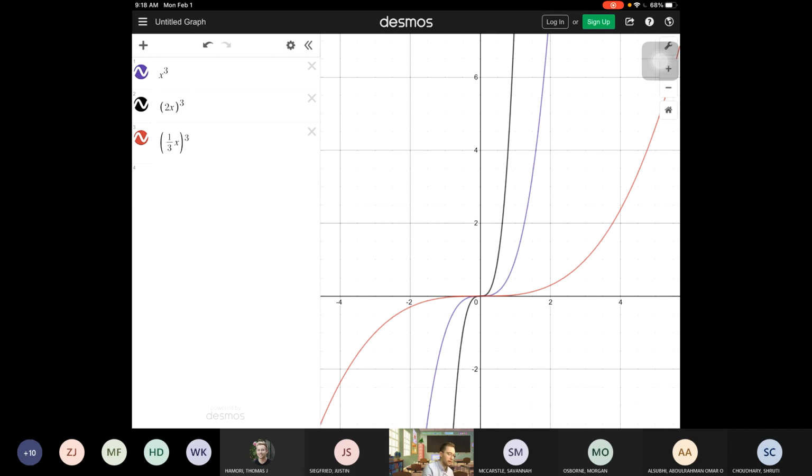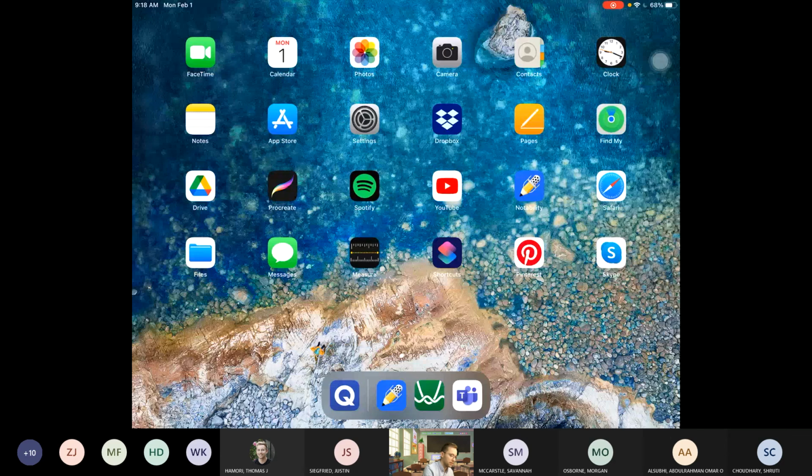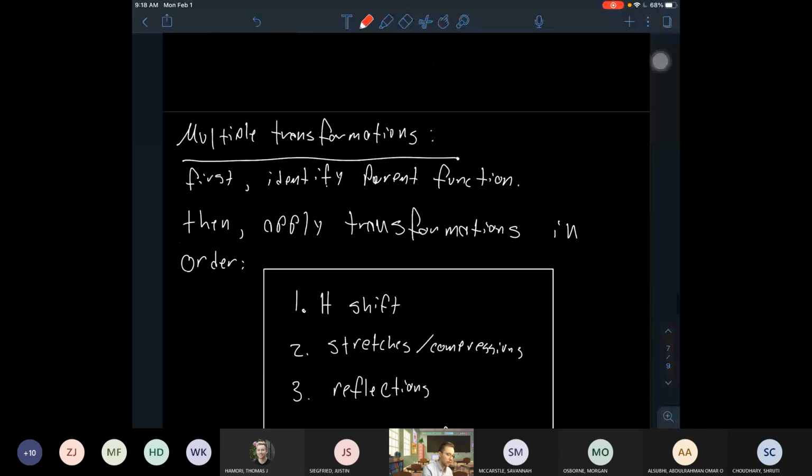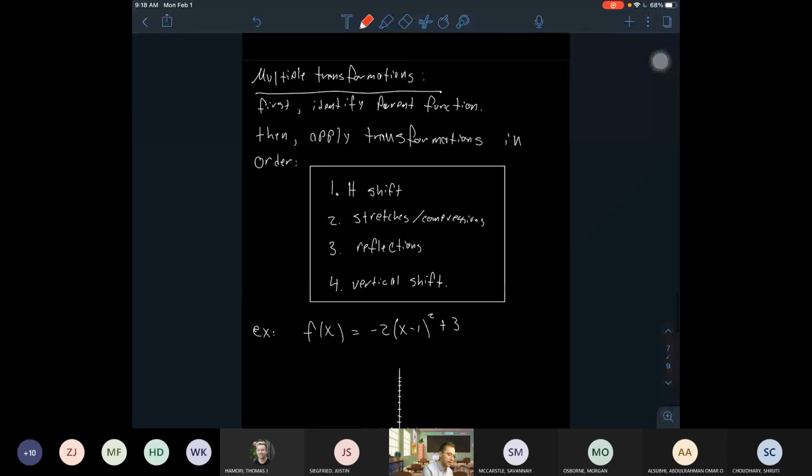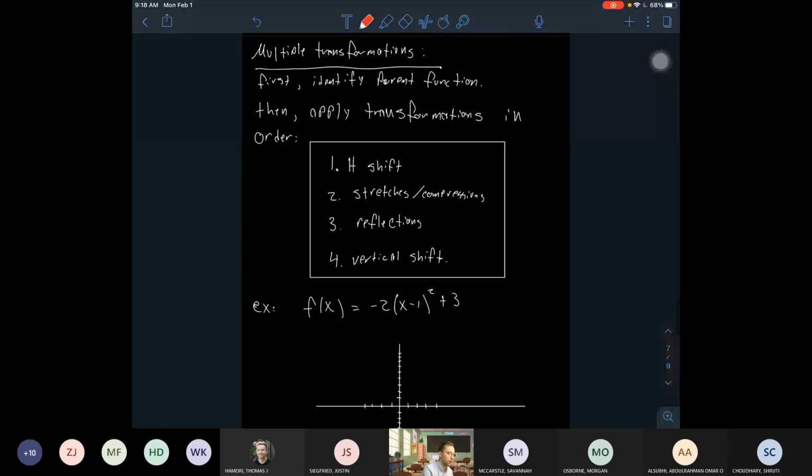There's just one last thing that I wanted to talk about today, and then we will be basically on track. That is the following. When we have multiple transformations going on all at once, we have an order for how we do these. The order is as follows. The first thing that we want to do is identify the parent function. By parent function, I mean the function which is being transformed, such as those that were in our library of functions.